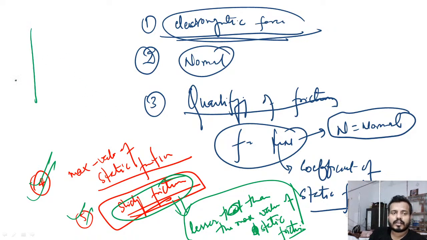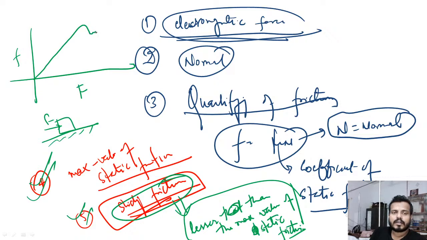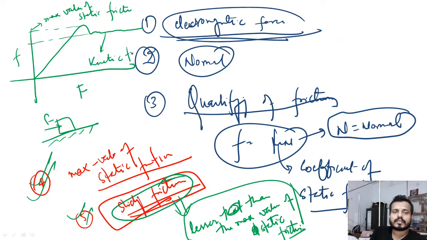So these are the things that we did today. Static friction, and the graph that we did. If we apply an external force on this object and we measure the friction, friction will first increase, then it will suddenly decrease. So this is the max value of static friction. And this is the kinetic friction. The constant value of friction is kinetic friction, or you can say sliding friction.